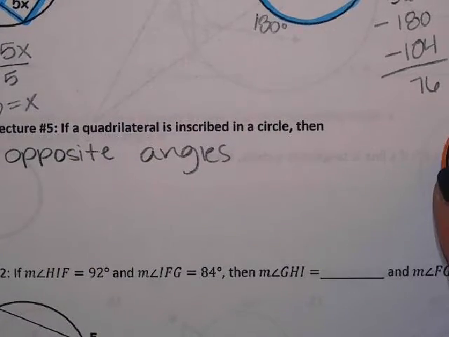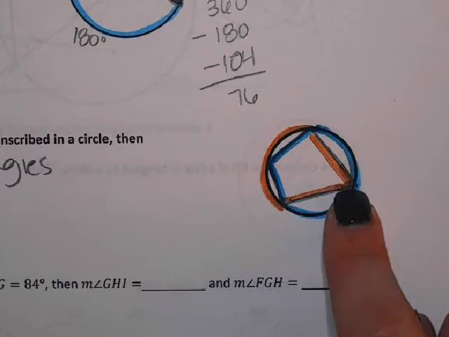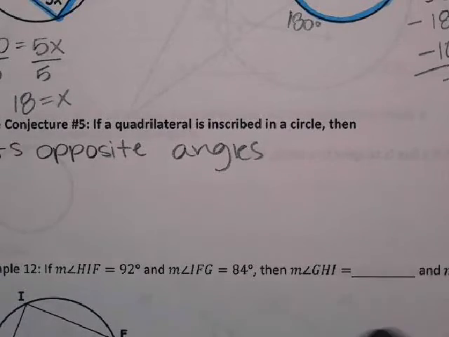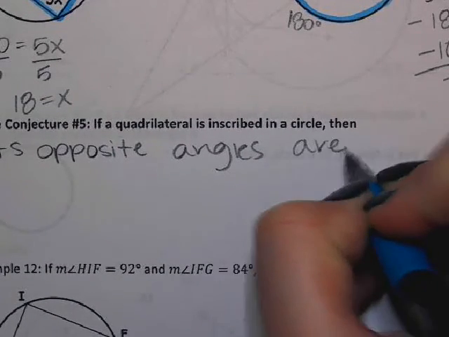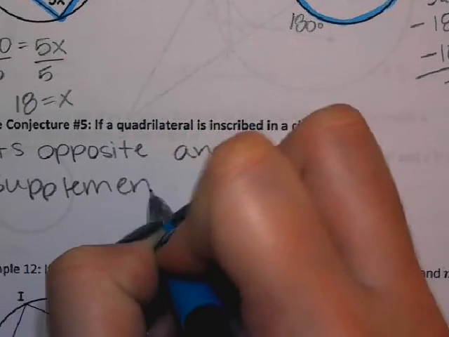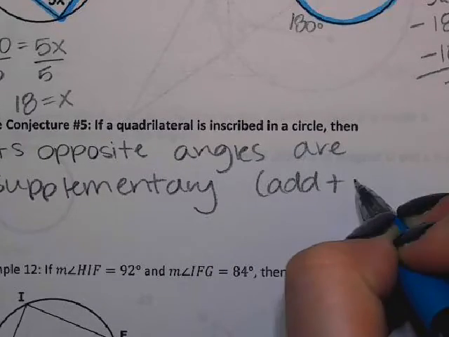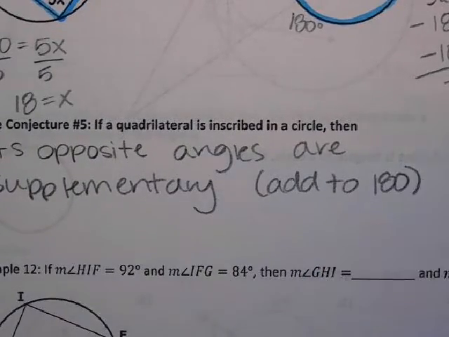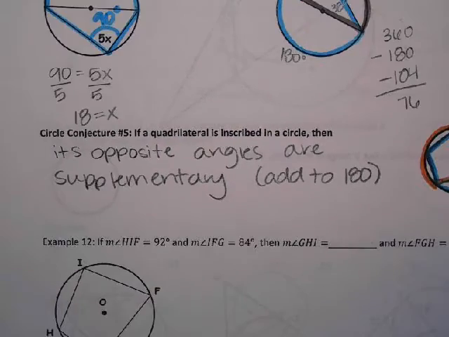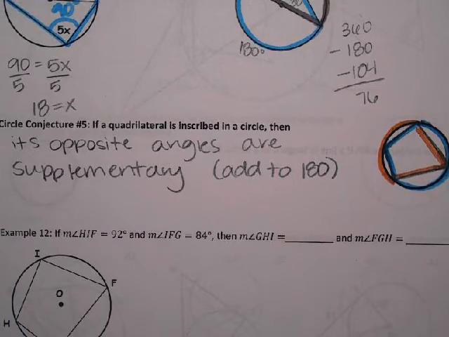So when I did the blue and the orange, they were considered opposite angles because they were across from each other. Then its opposite angles are supplementary. Okay, and the reason that we can see that is because when you trace them out, their arcs make a whole circle. A whole circle is 360, and so the angles would be half of that. The angles would be 180.